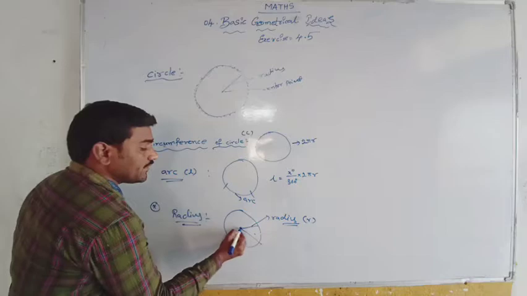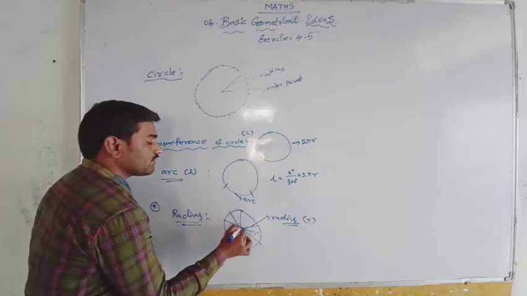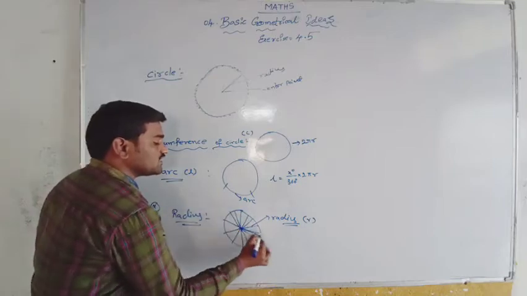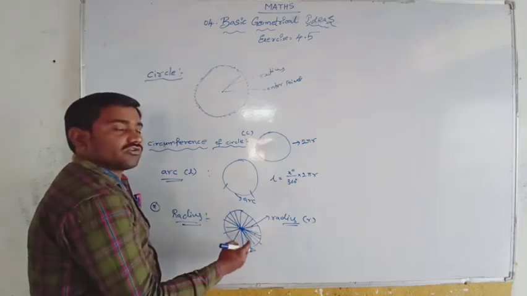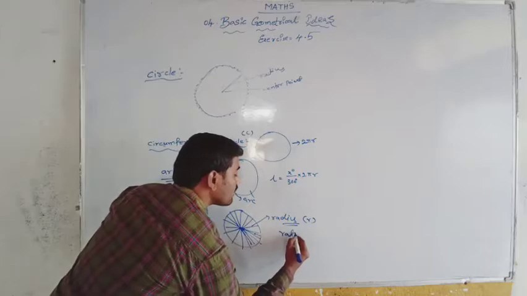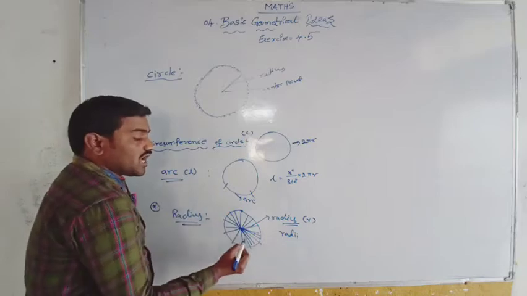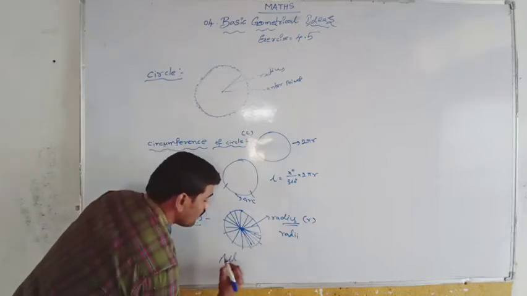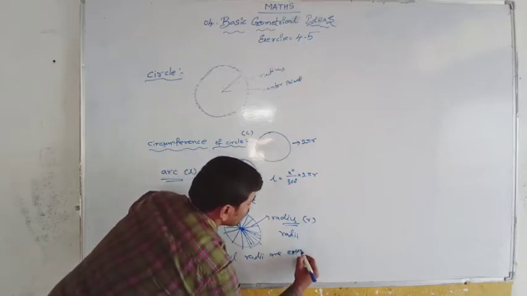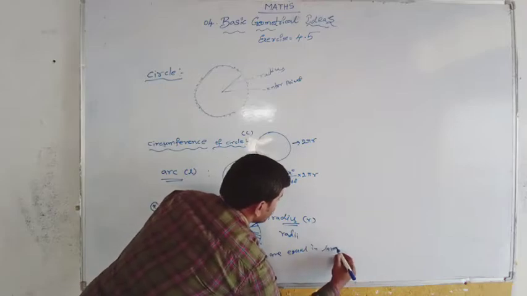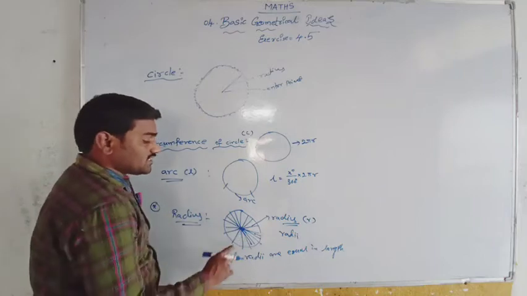There are infinite radii we can draw. All these radii are equal in length. The plural form of radius is radii. If there is more than one radius, we call them radii. All the radii are equal in length in the same circle.